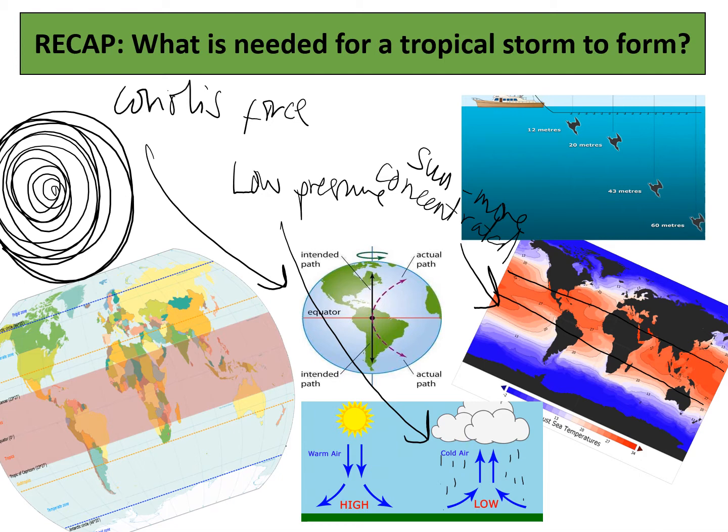And then we have other things. It has to be 5 and 15 degrees north and south of the equator, which we can see in this image. The sea depth has to be at least 60 meters. And it has to happen in a tropical region. So that was just a recap of the previous lesson.